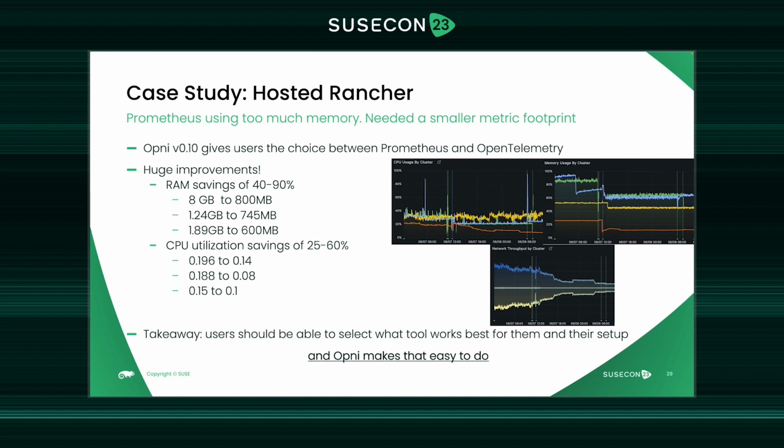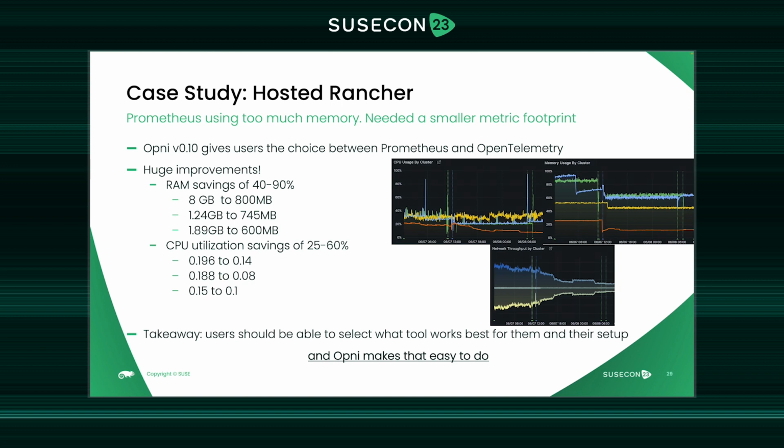And so when we switched over from Prometheus to OpenTelemetry within Hosted Rancher, we saw huge improvements. We saw RAM savings of 40 to 90%, CPU utilization savings of 25 to 60%, and network throughput reduced by over 60%. And so the takeaway is that users should be able to select what tool works for them and their setup. And Opni allows you to do that in a very easy fashion. You can switch between collectors very quickly and easily and switch back when needed.